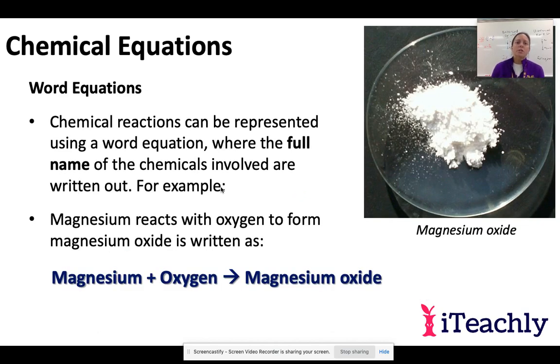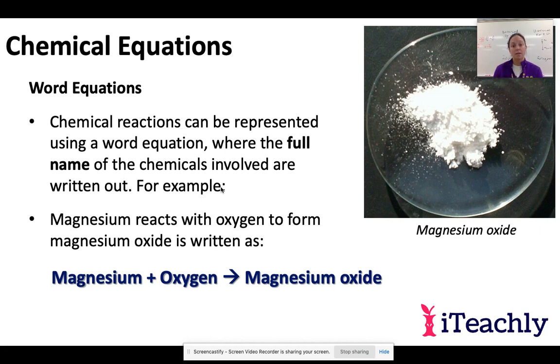So word equations, when we actually write the name out, we don't really use it very often because, again, we're doing the chemical equation because we want to save ink and we want to save time. But sometimes we do use the full names. And so here would be an example.